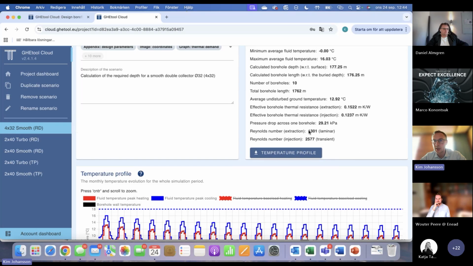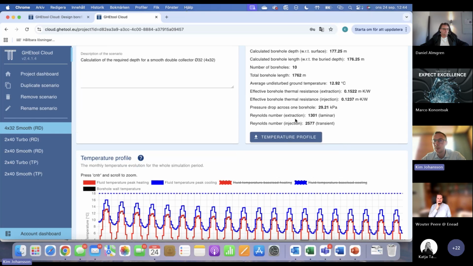We can also see some information about what state the fluid is in. So for the extracting mode, when we are extracting heat from the boreholes, we could see that the fluid in the pipes is in a laminar state, and it has a Reynolds number of approximately 1,300. But in the cooling mode, we actually have a more turbulent fluid. So it's a transient zone where we are above the 2,300.